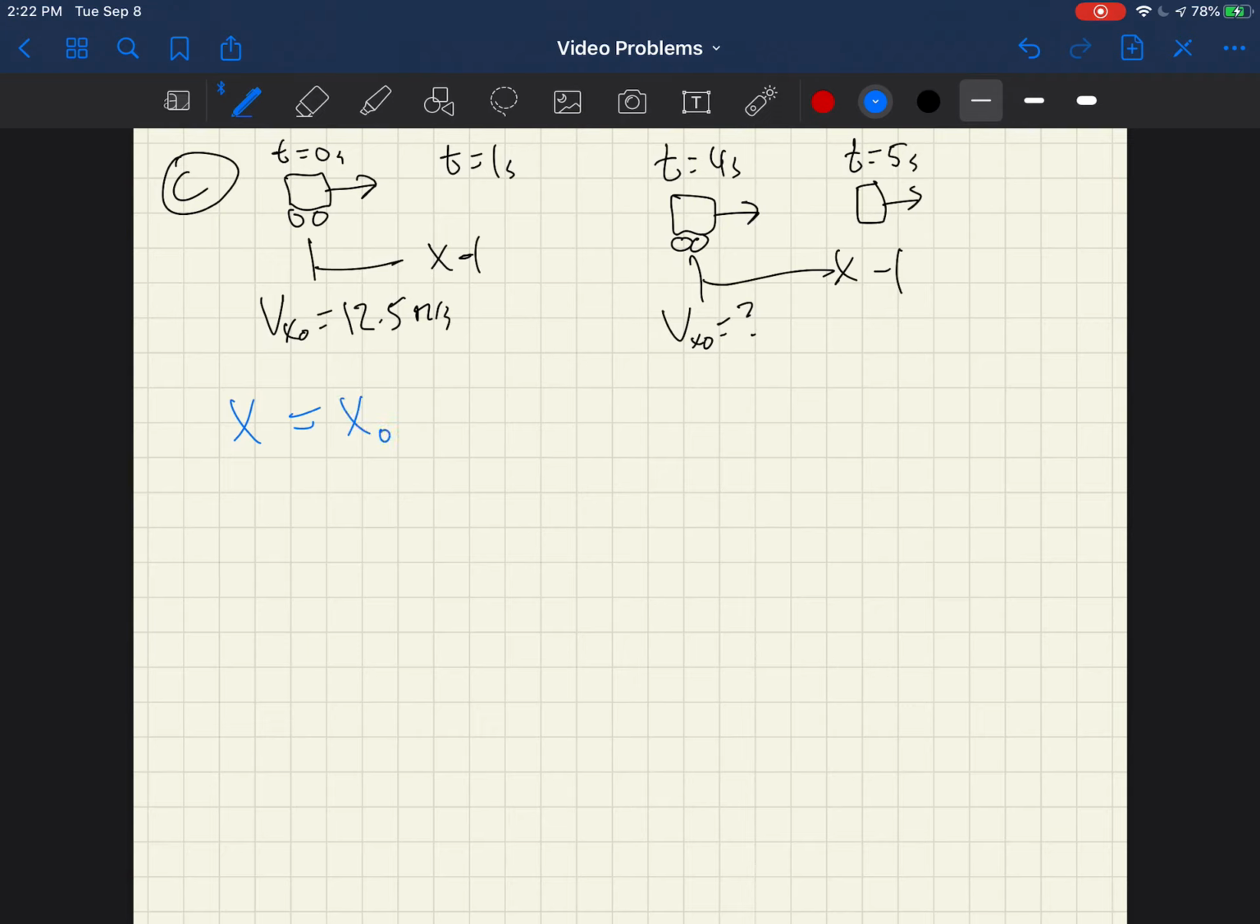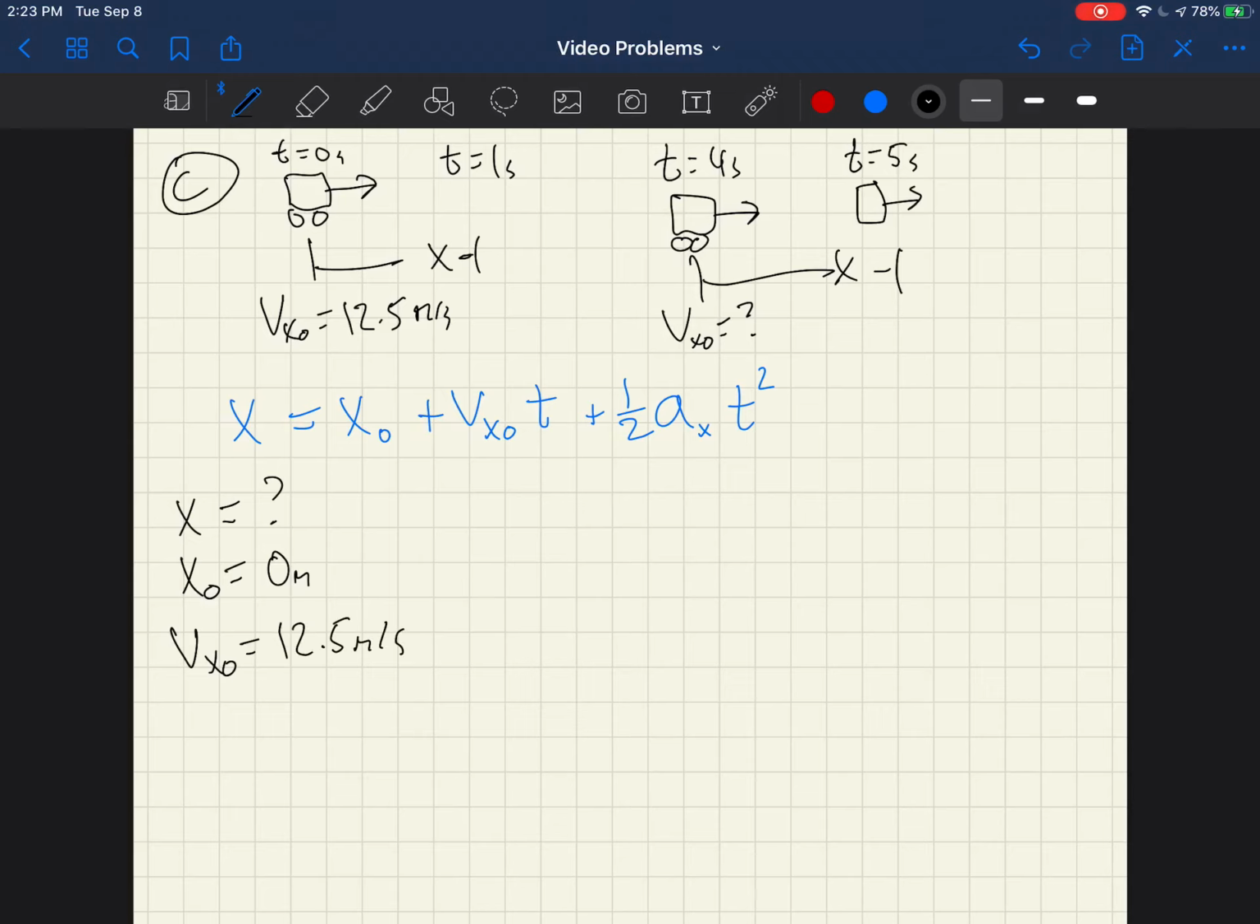And we know the initial position, and we know the initial velocity, we know the times, and we know the acceleration. So just to be clear here, this is for the time 0 to 1 second. We know x is going to be our question mark. We know the initial position is 0 meters. We know the initial velocity is 12.5 meters per second. We know acceleration is negative 0.5 meters per second squared. And we know the time here is 0 to 1 second, which is just 1 second.